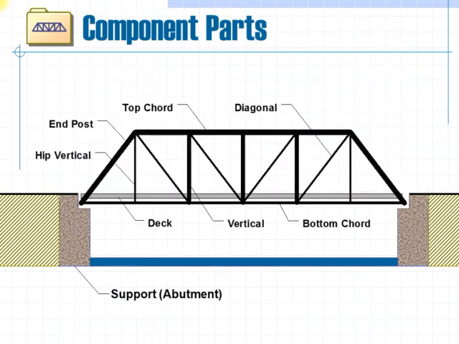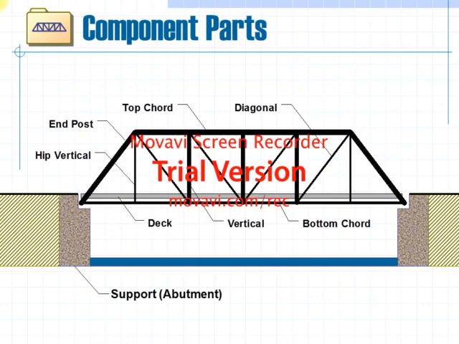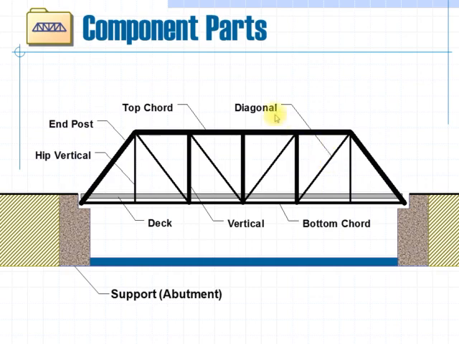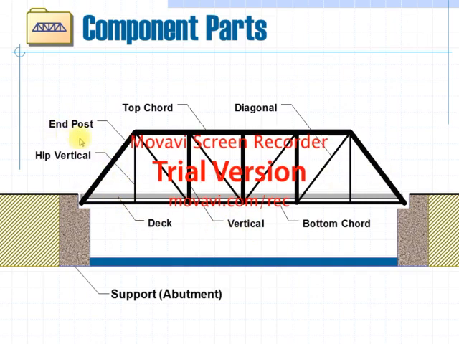This is a truss. The bottom horizontal members are called the bottom chord. The top horizontal members are called the top chord. The inclined members are called diagonals. The vertical members are called vertical members. The end inclined portions are called end posts.